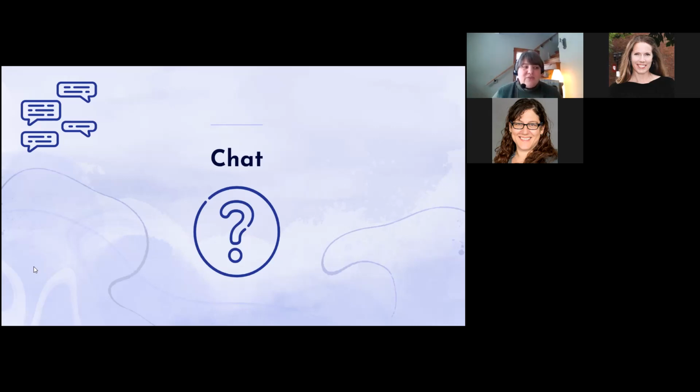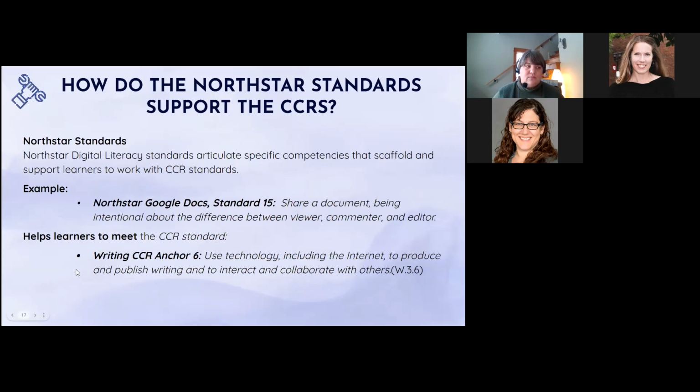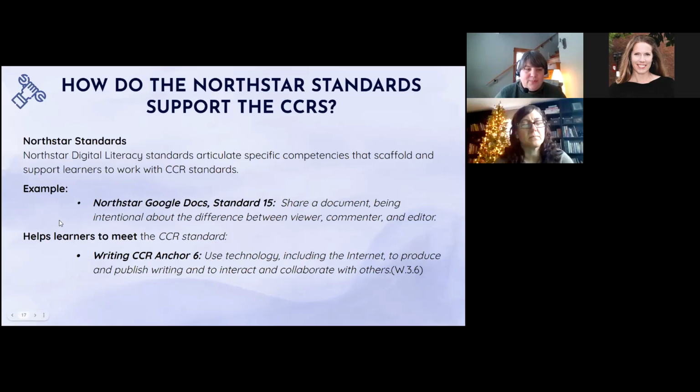All right. So first we're going to share about the CCRS alignment maps for Northstar. As I mentioned before, the standards all support each other and help learners to build skills. And so the Northstar standards really help to scaffold up to a lot of the CCR standards and give students the tools that they need to meet those standards. So I think Kristine is going to share a little bit about the next examples that we have.